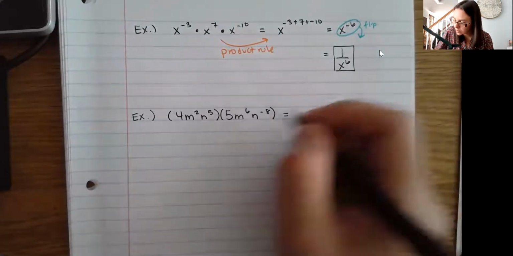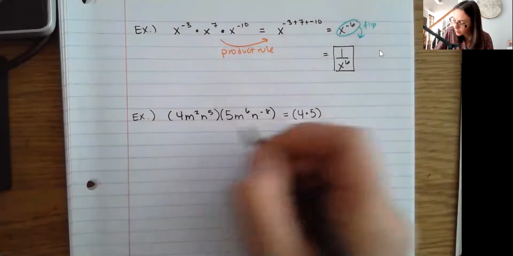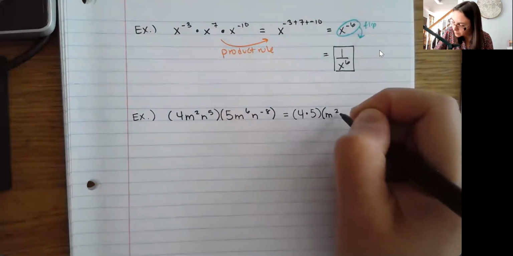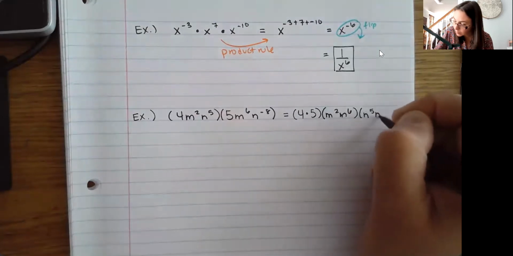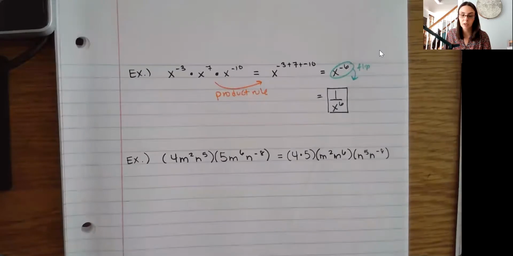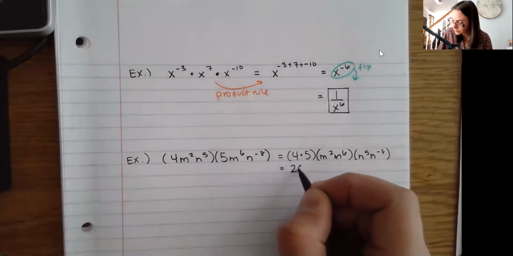So to start, you don't have to do this step if you don't find it helpful. But sometimes it does help, when you're multiplying, to just rearrange things. And the reason I can do that is because, remember, multiplication is commutative. So you can't just rearrange anything you want, but I can here because it's all multiplication. So now 4 times 5 is 20.